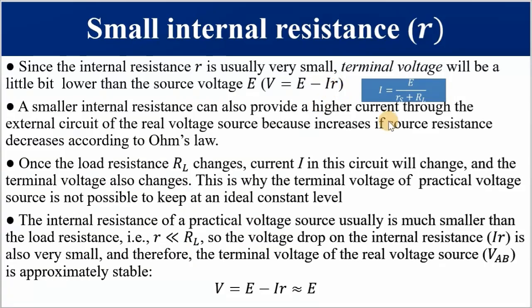How do you calculate I? I is equal to the electromotive force E divided by the total resistance of the circuit, which is equal to the internal resistance of the source r plus the load resistance RL. If we change the load resistor RL, it means that I is also going to change, depending on whether we have reduced or increased the value of RL. I want to emphasize this point because it is important. This is why the terminal voltage of a practical voltage source is not possible to keep at an ideal constant value, because RL will be changing.